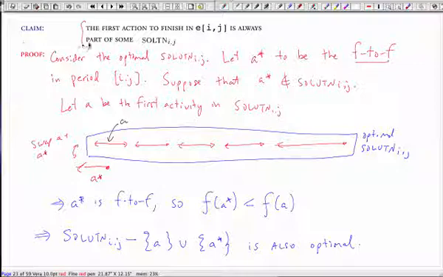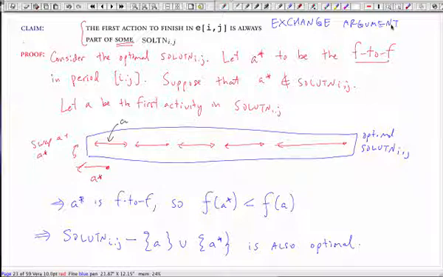Right, so what did the claim actually say? The claim said the first action to finish is always part of some solution. There can actually be more than one solution. But A star is going to be part of some solution. This is what's called an exchange argument.